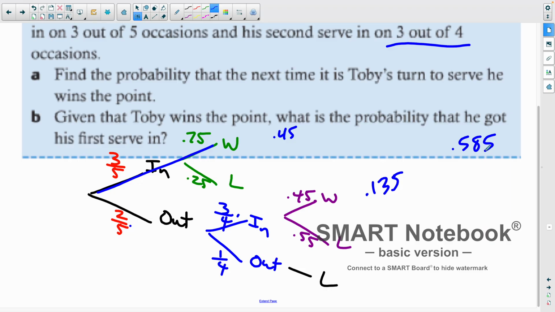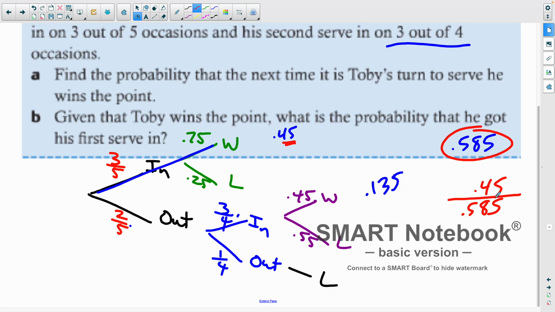It's not bad. Last thing. Given that he wins, what's the probability he got his first serve in? That right there, that's my given. It's gonna go on the bottom. Well, what's the path he got his first serve in? In, win, at 0.45. So this is definitely a calculator problem.